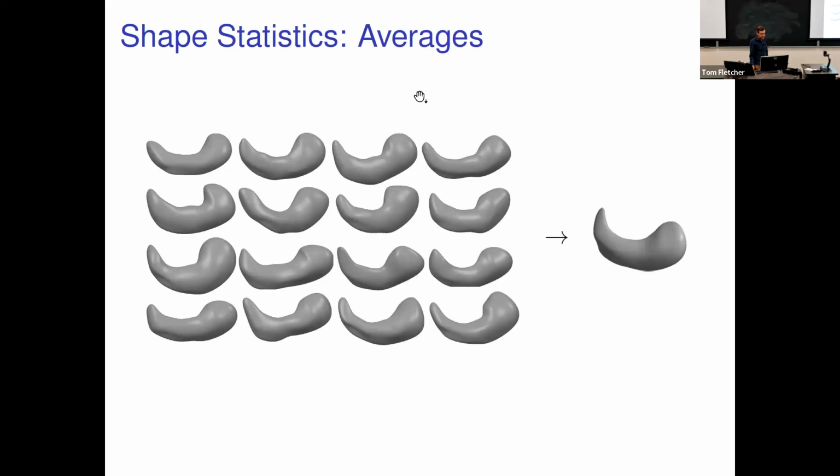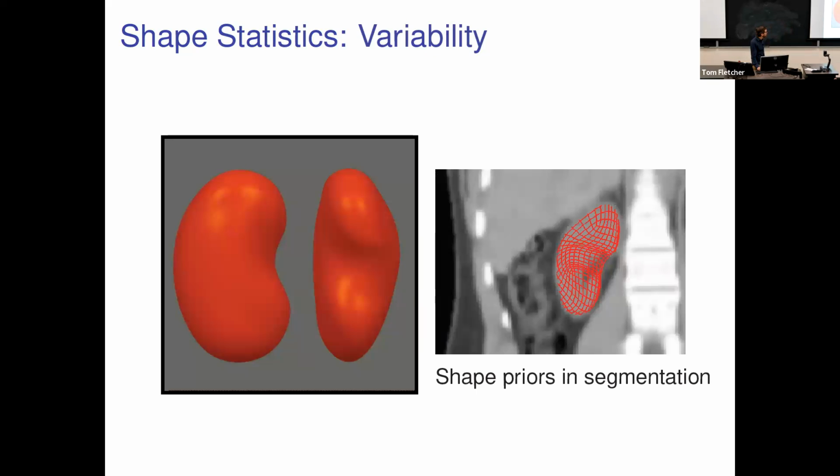So I can do things like average shapes. So this is a bunch of brain structures called the hippocampus. And then on the right there is an average of all these hippocampi. I can look at the variability of shapes.